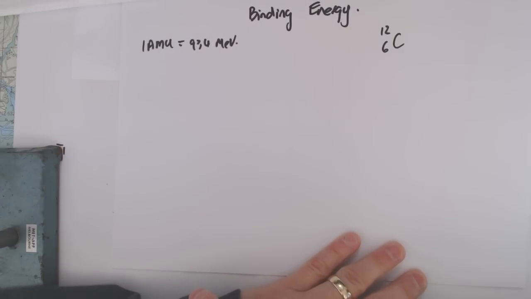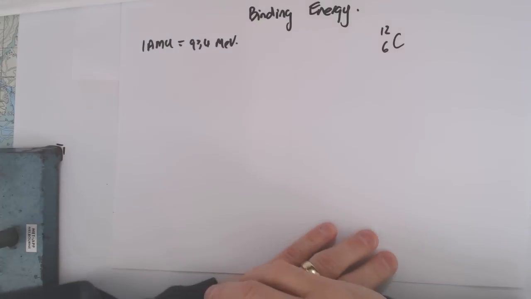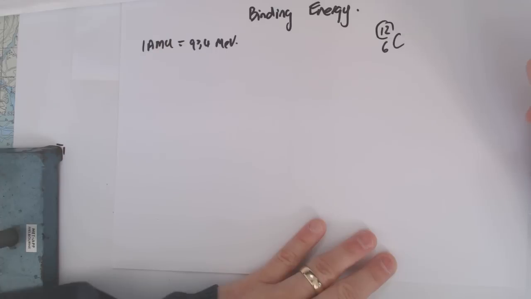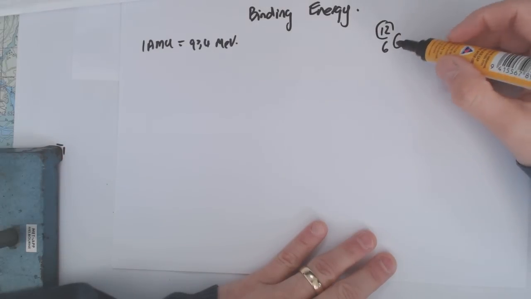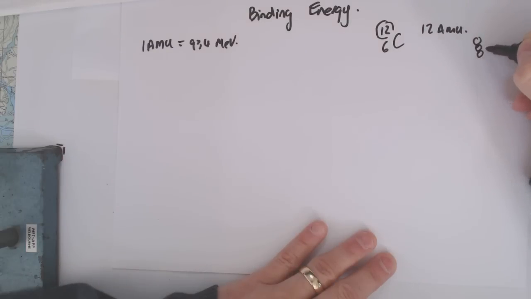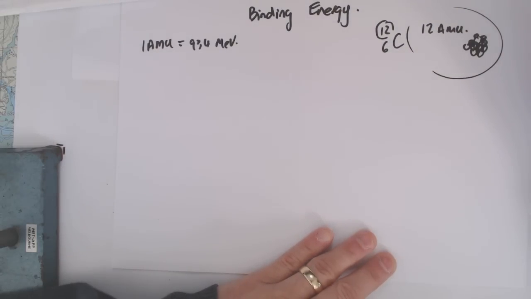Now the thing is, one atomic mass unit, we can see that this would have each atomic mass unit being 1, this would have 12 atomic mass units. That would be its mass. That's a packed carbon nucleus with its 6 protons and 6 neutrons, right? And each nucleon has an average mass of 1. So per nucleon is 1 atomic mass unit.